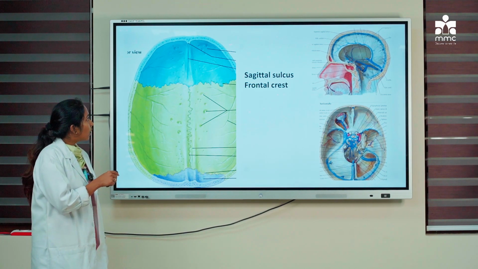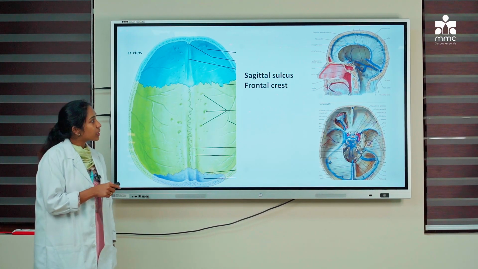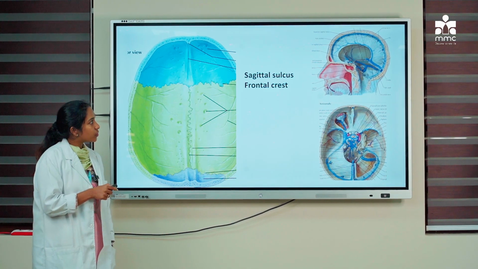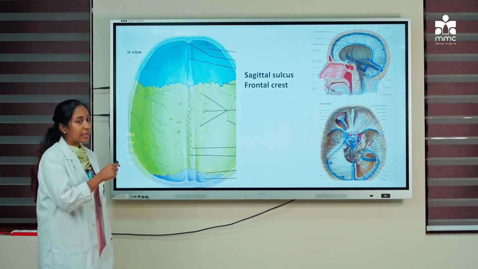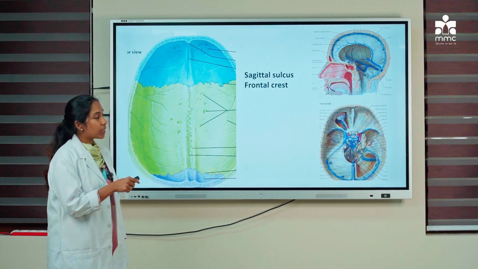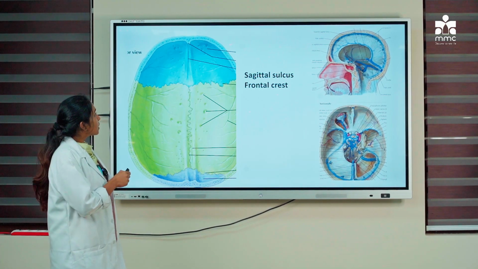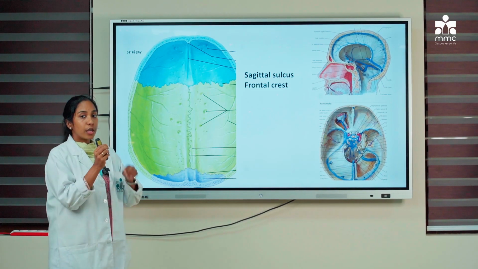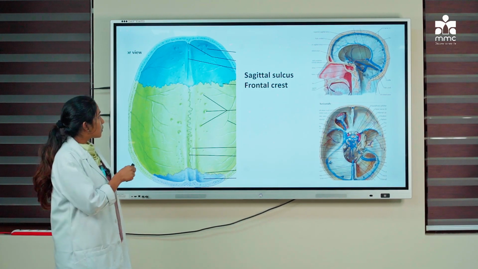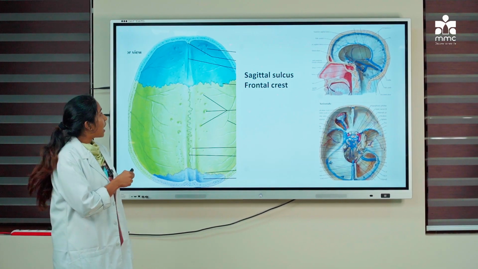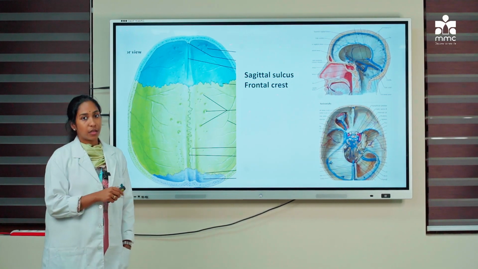We can also see the impression of the sagittal sulcus. Can you see, this is the superior sagittal sinus. The frontal bone has a sulcus which lodges the superior sagittal sinus, and this sulcus is called the sagittal sulcus. Anteriorly the sagittal sulcus fuses and forms a crest, called the frontal crest. The superior sagittal sulcus as well as the frontal crest give attachment to the falx cerebri.